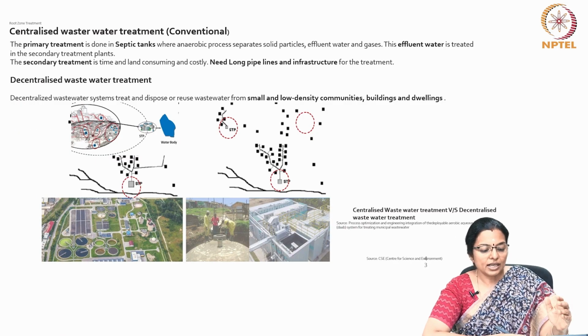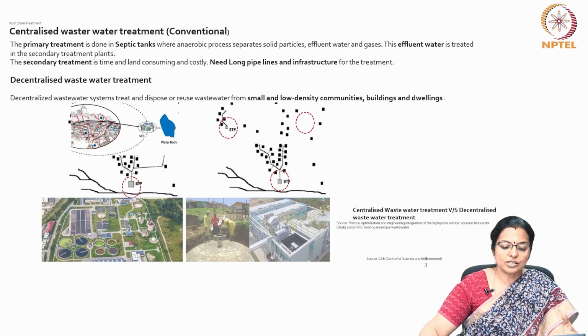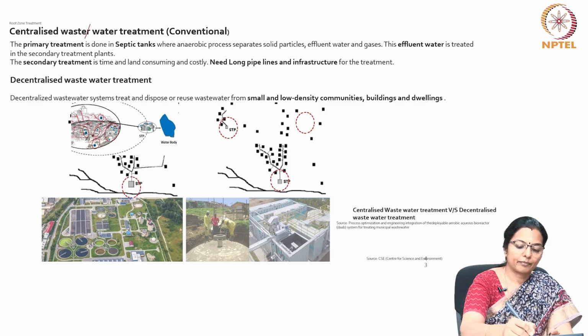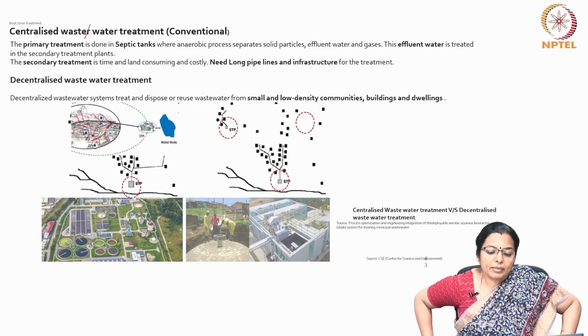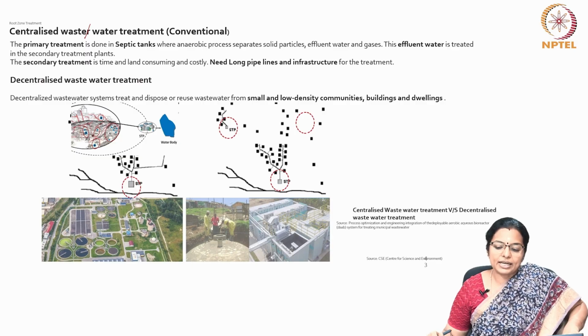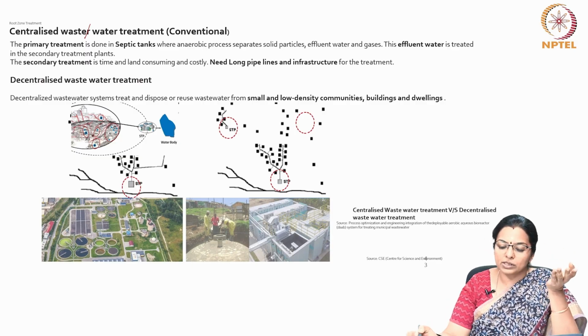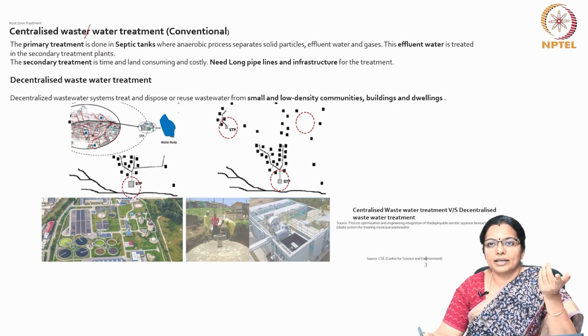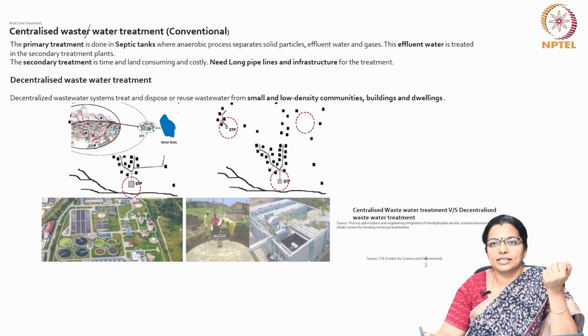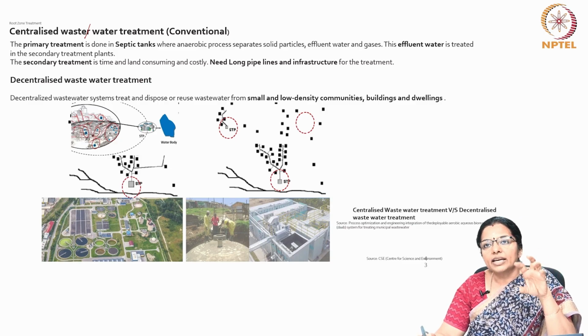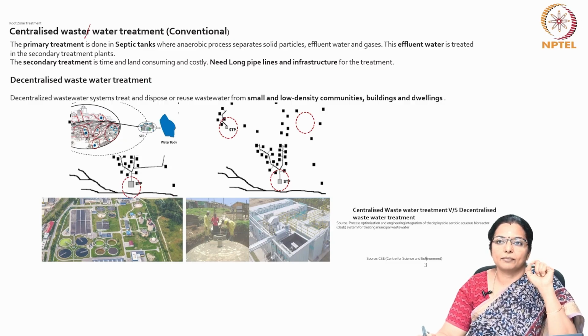Now let's look at the conventional centralized wastewater treatment. The primary treatment is normally done in septic tanks where anaerobic process separates solid particles, effluent water and gases. This effluent water is treated in the secondary treatment plants. The secondary treatment is time and land consuming and expensive. It needs long pipelines and infrastructure for the treatment.